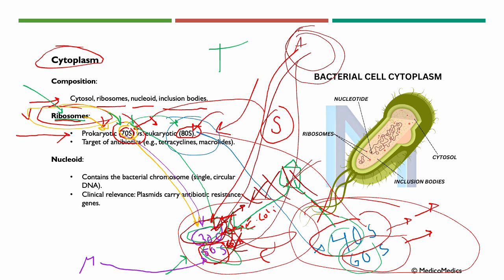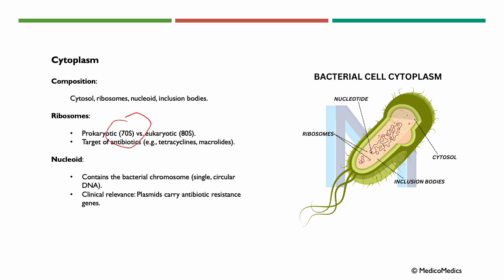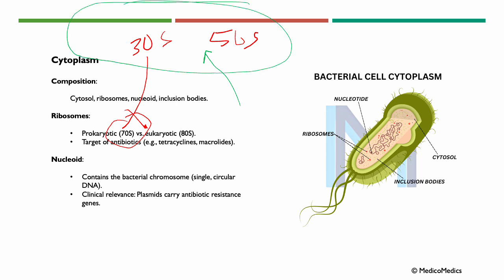So to summarize then, we have 70 Svedberg unit ribosomes found in prokaryotic cells, so bacteria. And these are, number one, smaller than eukaryotic, and they are composed of 30S and 50S. Now, don't be surprised when you encounter this kind of question in your medical exams, because these are questions that will resurface many times through your medical studies. So it's worth mentioning here and repeating.